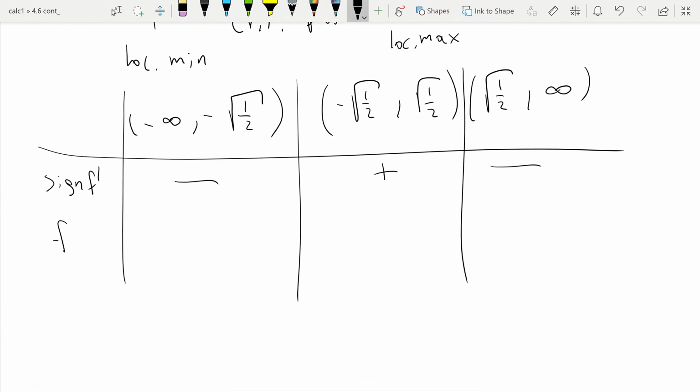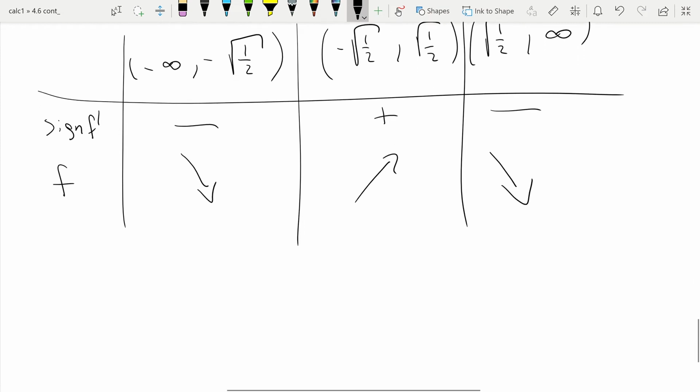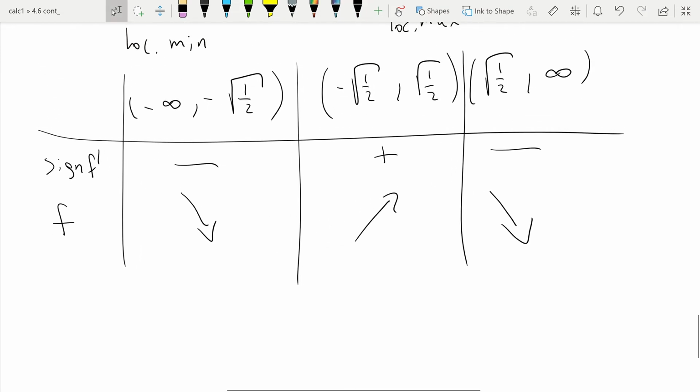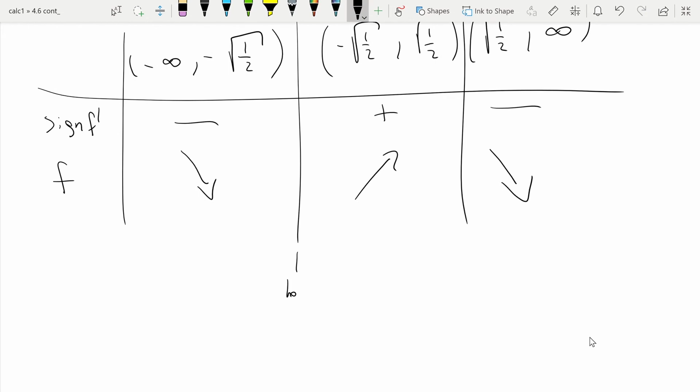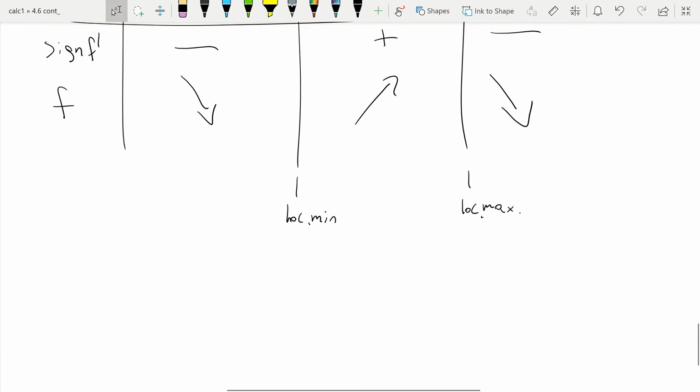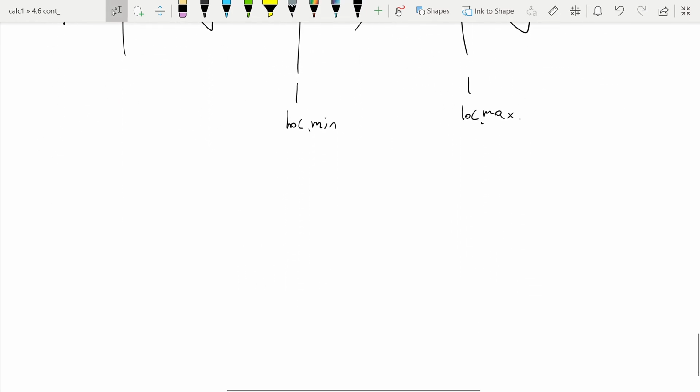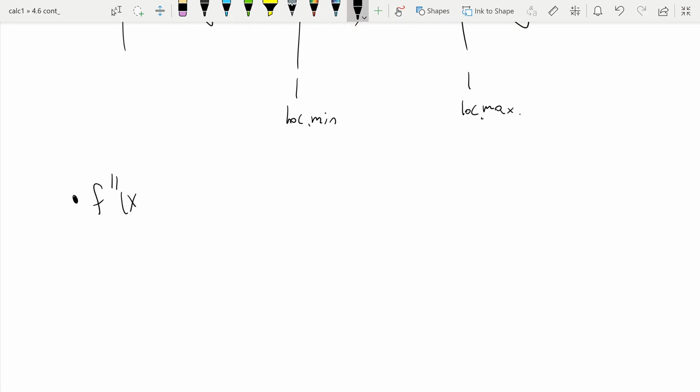So what does that imply for f? F is decreasing, then increasing, then decreasing again. And as we noticed before, this is a local min, this is a local max, and this is all we can find out from simply looking at the first derivative. So now we compute f double prime of x to get the remaining information that we want.